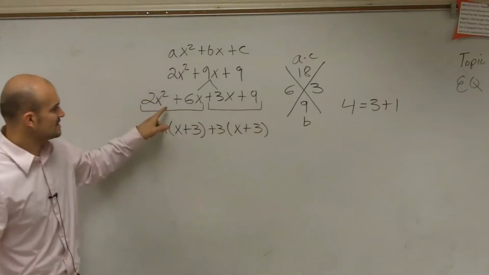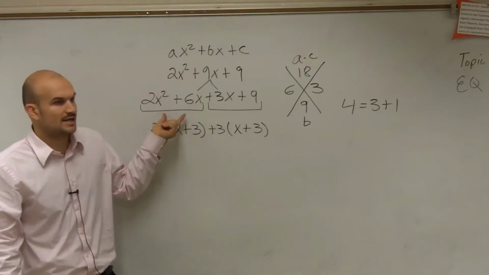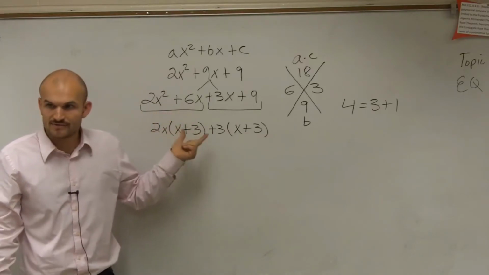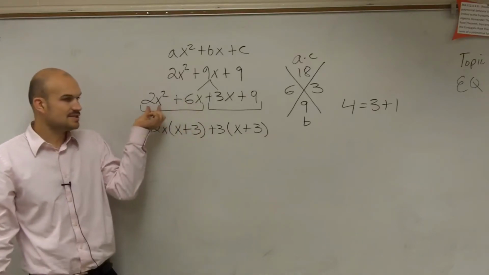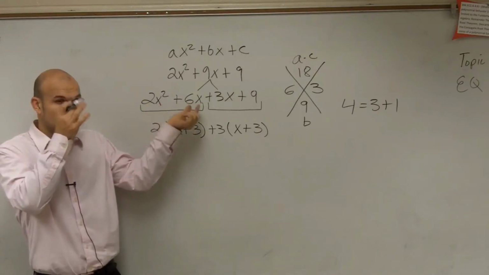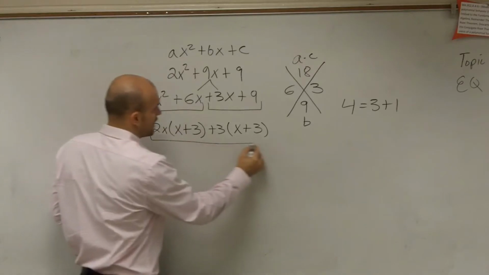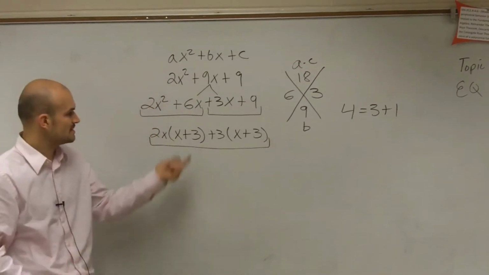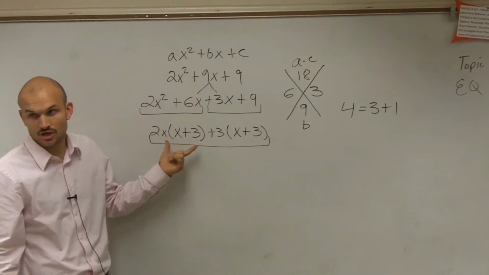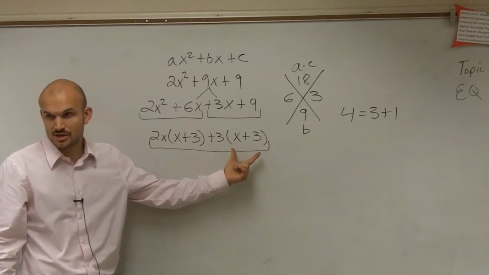Now, what you guys notice is in this bracket here, I had two terms. Why do I have two terms? Because this is a term, and then it's added to another term. It's being broken up by an addition sign. So what I have now is two terms. This whole expression is a term, and this whole expression is a term.